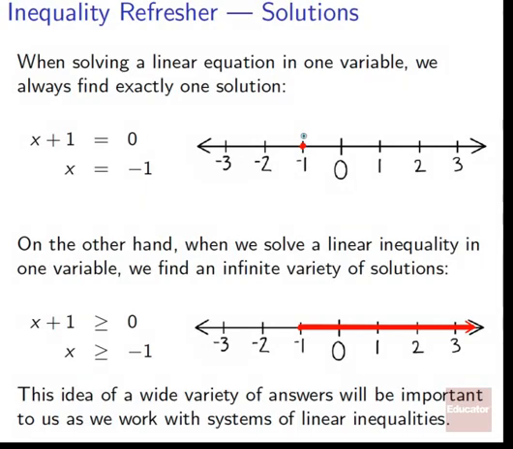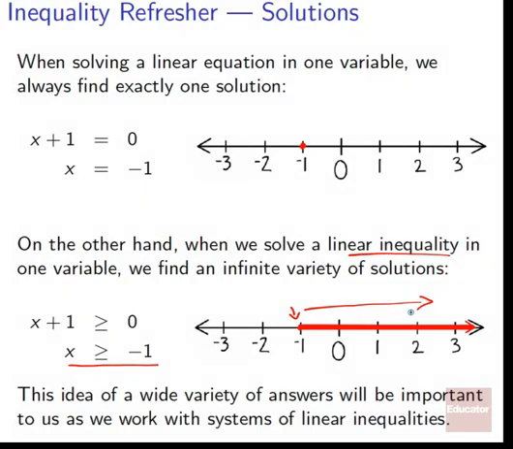On the other hand, when we solve a linear inequality in one variable, we find an infinite variety of solutions. So if we had x plus 1 is greater than or equal to 0, we subtract 1 on both sides, we get x is greater than or equal to negative 1, which means x equal to negative 1 is one of the solutions, but we're also allowed to go anywhere above that, right? Positive 3 would be an answer to this, positive 52 would be an answer to this, negative 1 half would be an answer to this. Everything from negative 1 on up is an answer to this. Everything there will satisfy our inequality.